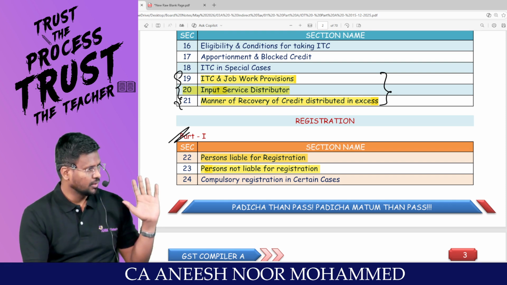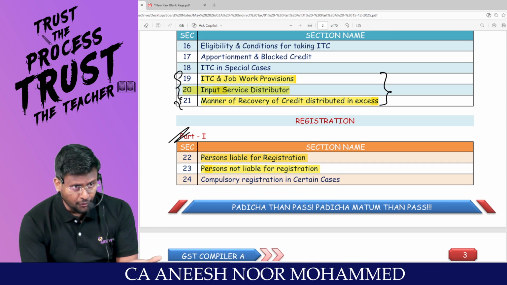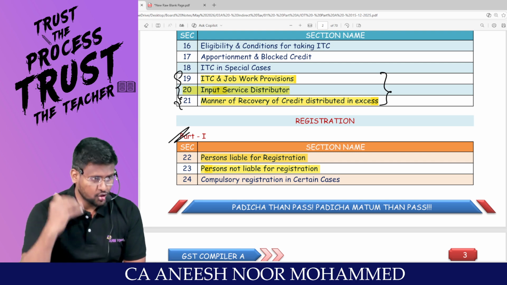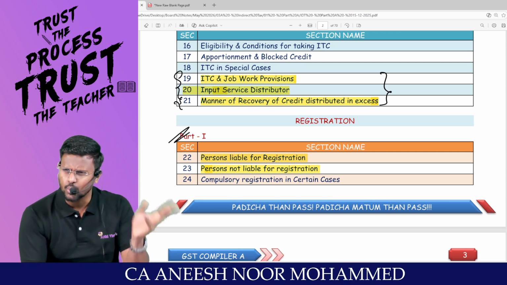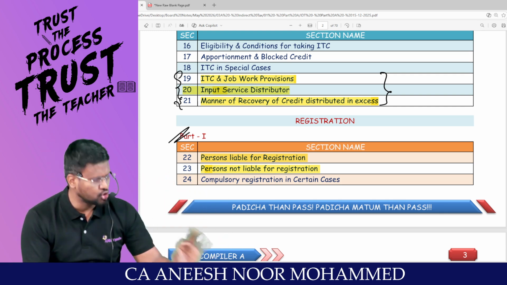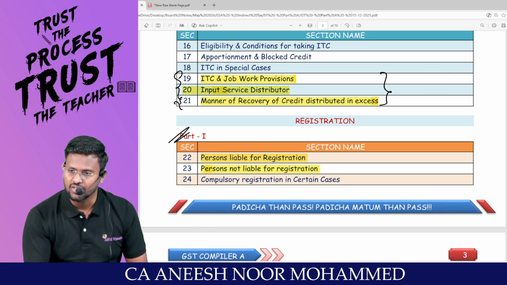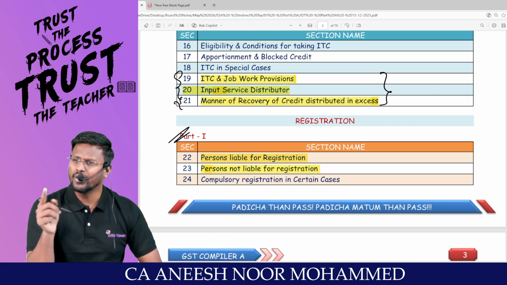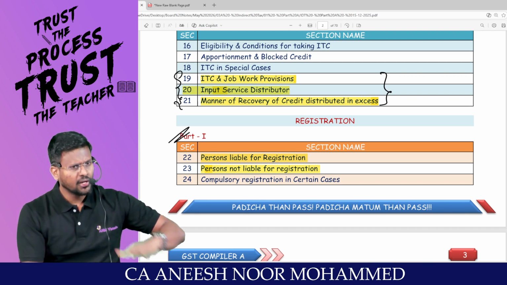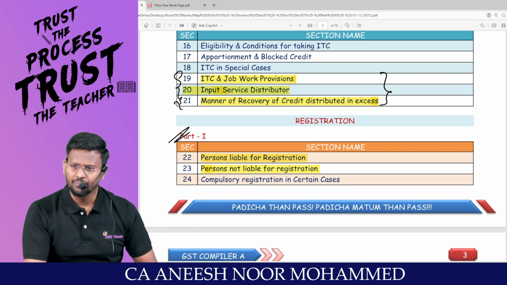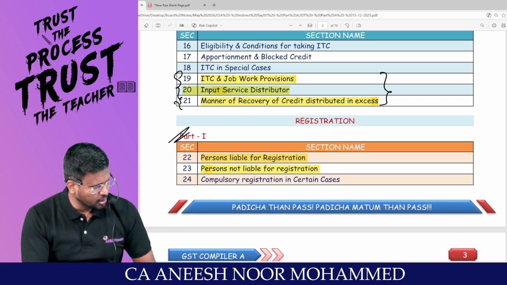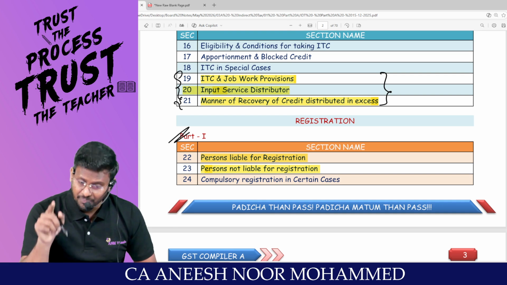So what is section 22? Person liable for registration. If your turnover exceeds the threshold limit, you are liable to take the registration. What is section 23? Person not liable for registration. That means even though your turnover exceeds the threshold limit, you are not liable to take the registration. That means in GST, whether you are liable to take registration or not is based upon the threshold limit. If your turnover exceeds the threshold limit, you are liable to take registration. If your turnover does not exceed the threshold limit, you are not liable. You should not think like that.